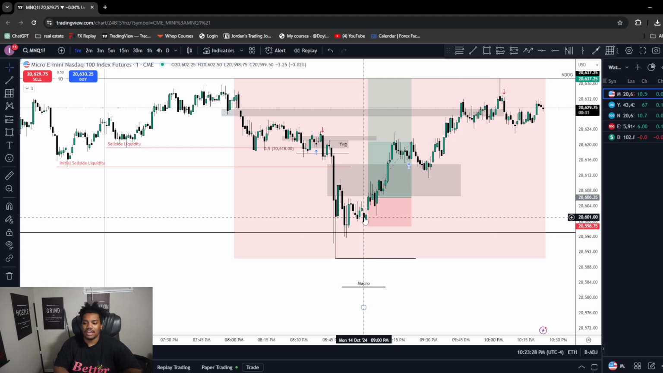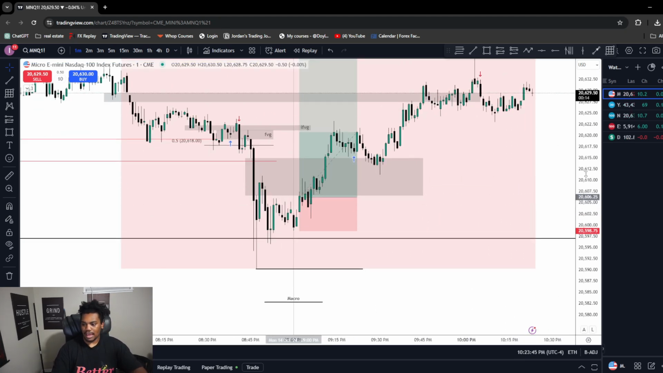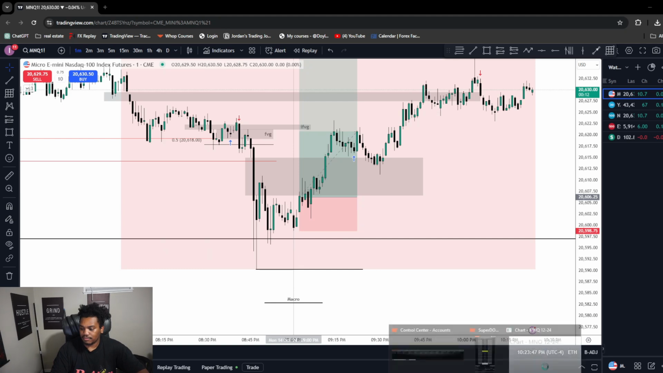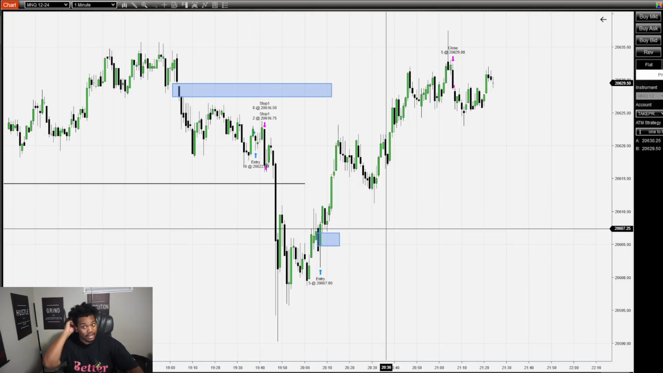So usually I wouldn't trade past 9 o'clock, but I wanted to go ahead and try out the 9 o'clock macro time, 8:50 to 9:10. I went ahead and wanted to trade within that to see if we had a good setup. As you guys can see on my other chart here, and I took this.